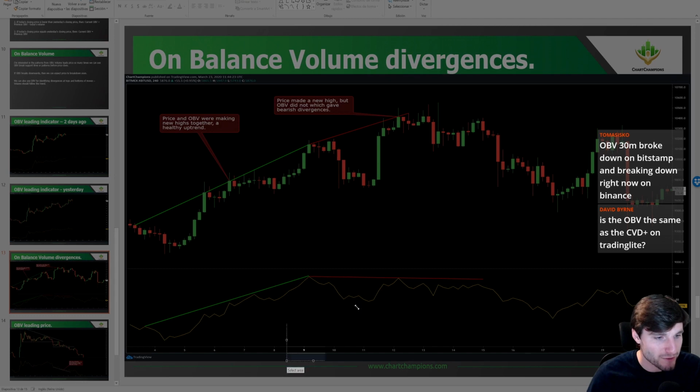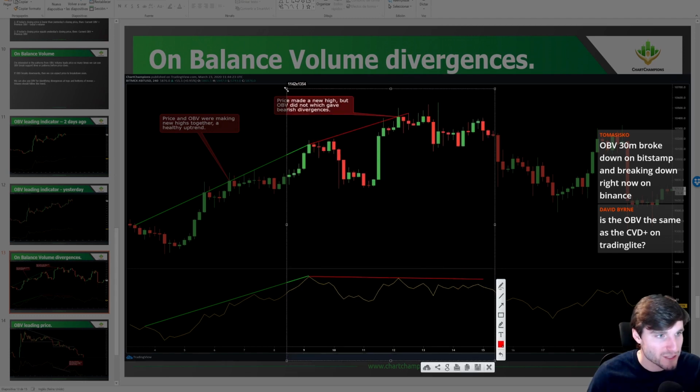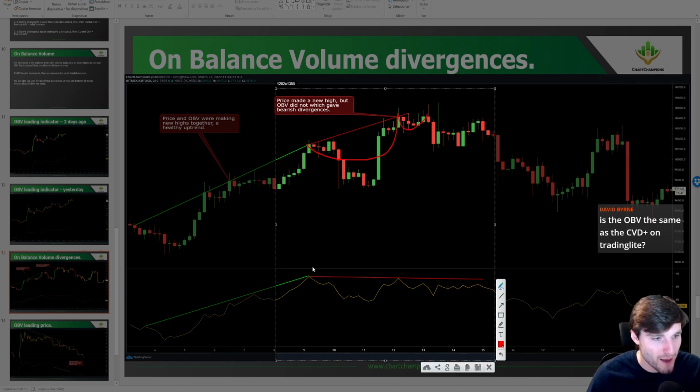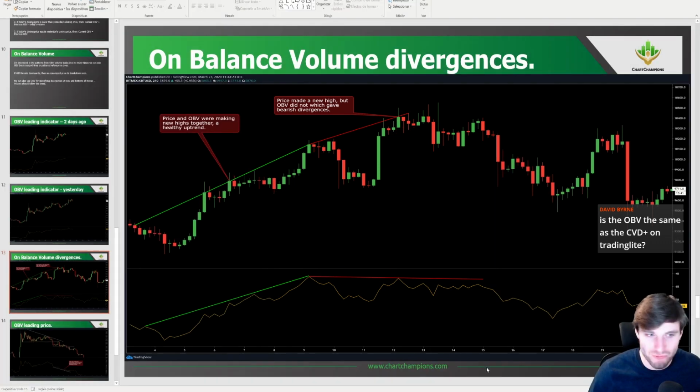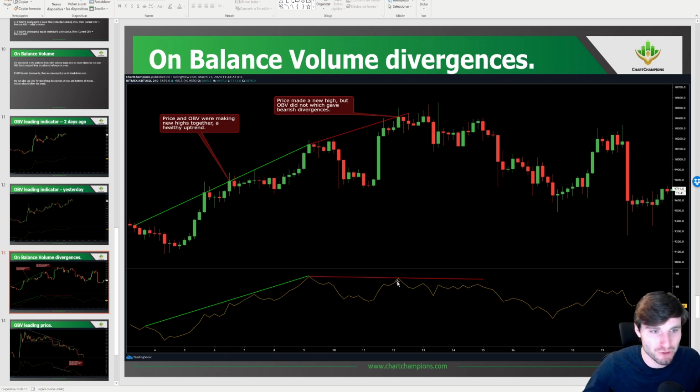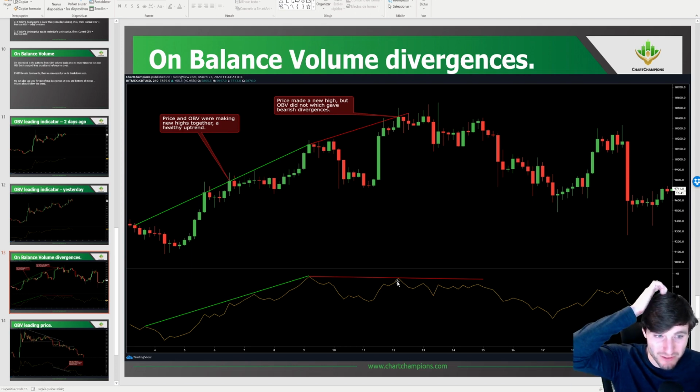And then this is where you get your divergences coming in. So here what you can see is our price makes a new high, but our OBV now has not made a new high. So this is where we're getting really classic divergences, where price is making new highs, OBV has made a lower high. So this is now your bearish divergence, and this is what you're looking for. Again, don't use this on its own, but this is what you're looking for in identifying potential highs, potential areas where the market is going to turn around.